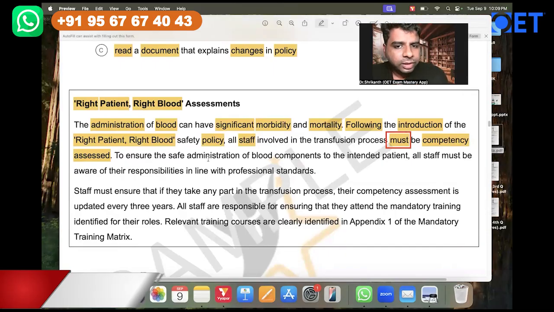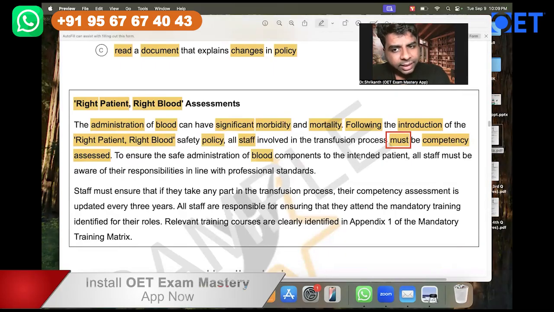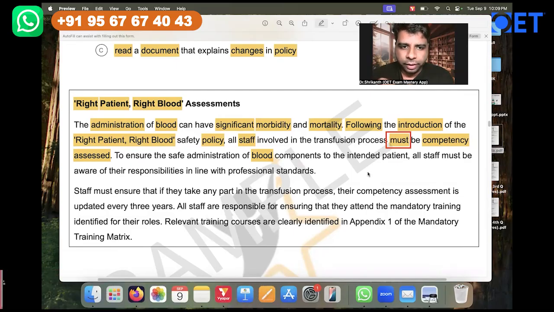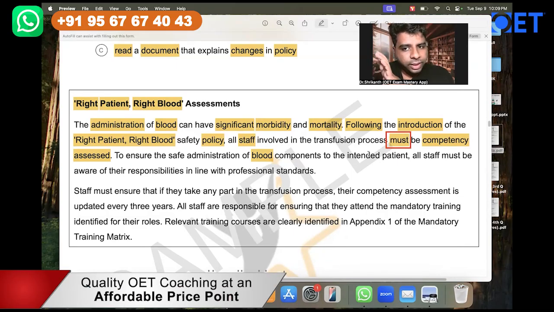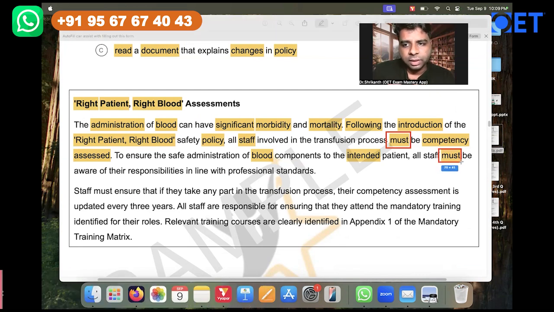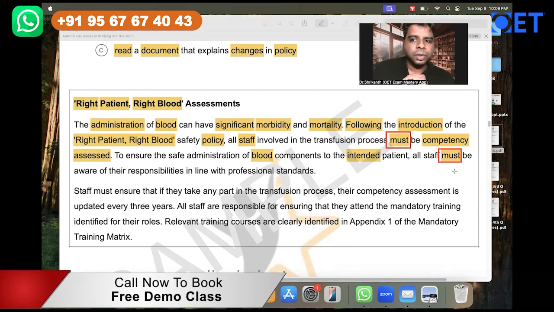To ensure the safe administration of blood to the intended patient. Intended basically means what? The target patient. You are the intended person, so it means you are the target over here. So the safe administration of blood to that specific patient. All staff must, once again the word must is coming. That is a very strong word. These are what we call modal verbs. It's a very strong word over here. So all staff must be aware of their responsibilities in line with professional standards.